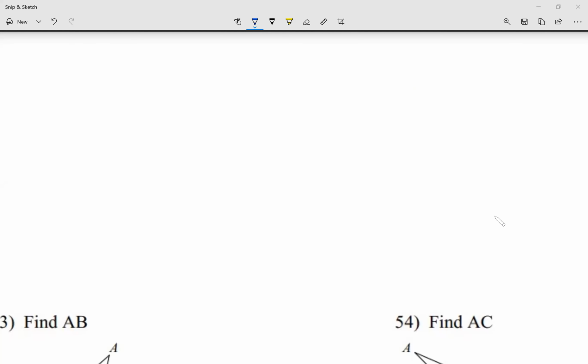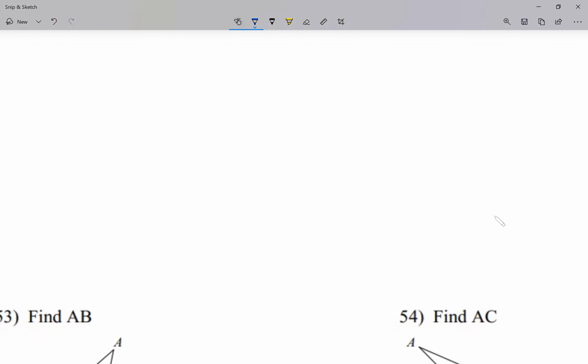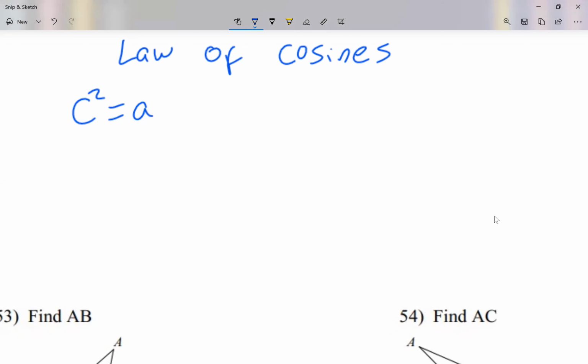All right, so now, let's see, 53 to 60, the law of cosines. So let me call this the law of cosines. One thing we know, we remember the Pythagorean theorem. Remember, c squared is equal to a squared plus b squared, right? That was the Pythagorean theorem.